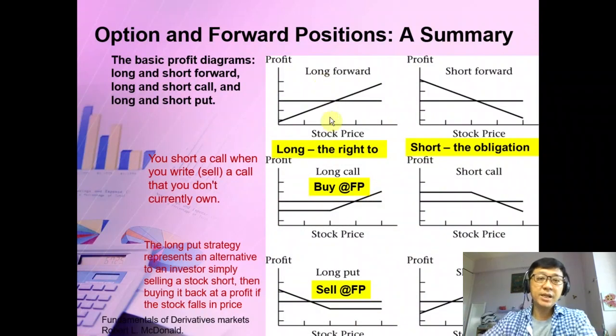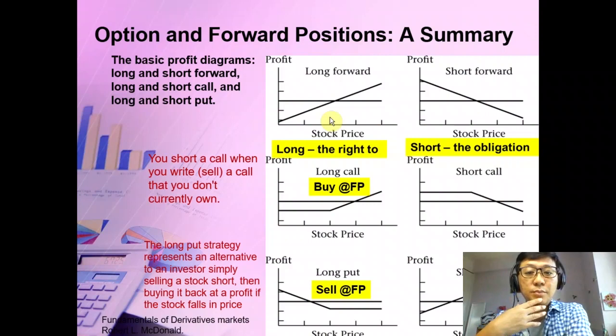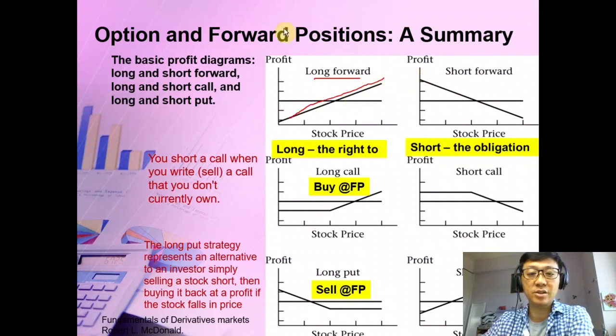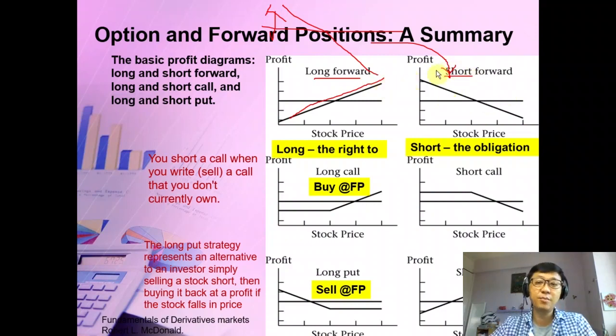Here is just to give you a preliminary. Just now we already saw a long forward. The graph looks like this. And then the short forward is basically the mirror image. It looks like this. So with the mirror image, that's where you get the short, long, and short. They are the different parties.